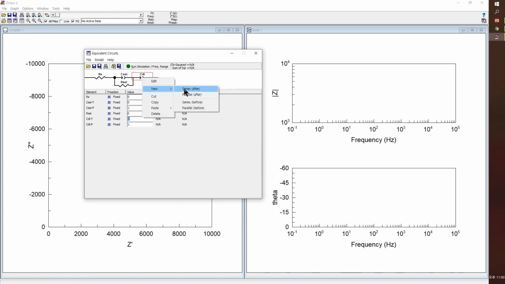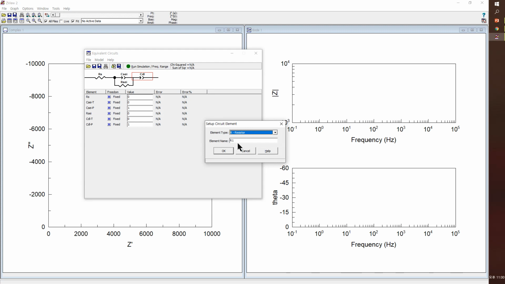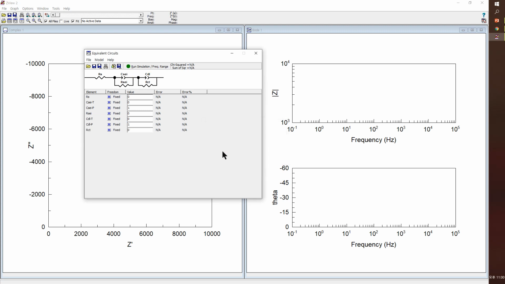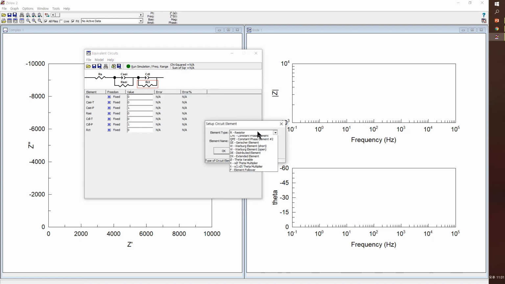Okay, and then you could set up the CDL after the parallel circuit, and then click the CDL and then new parallel after, then resistance, and this resistance is charge transfer resistance at the interface between graphite and SEI layer. So like that. And we need to have one more thing, the lithium ion transport or diffusion within the graphite. Then I'll select the RCT in the second parallel circuit. Then new after series, then I will add the Warburg.